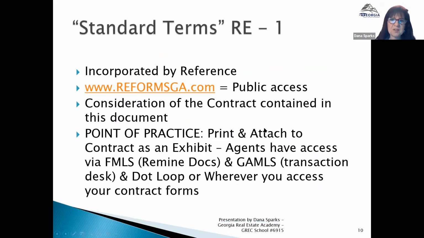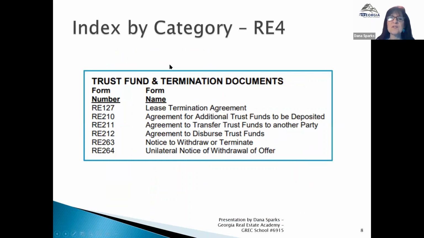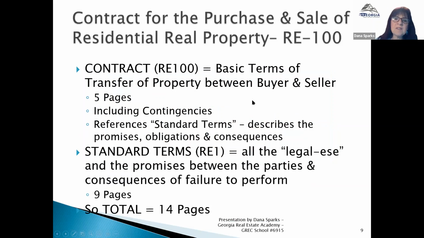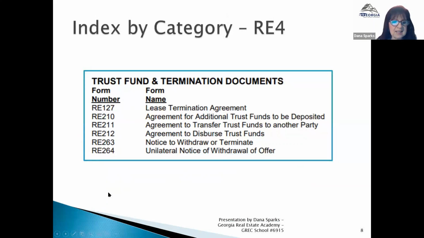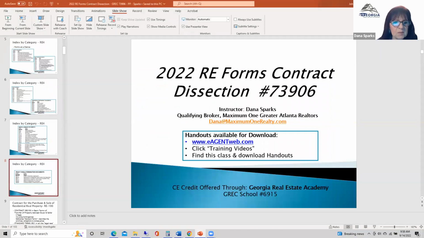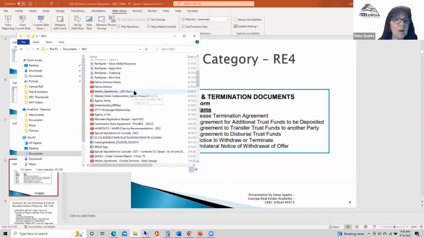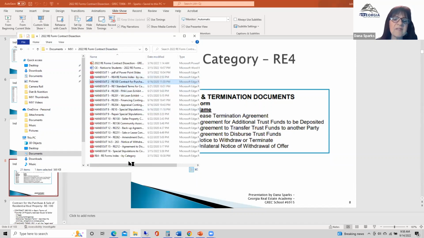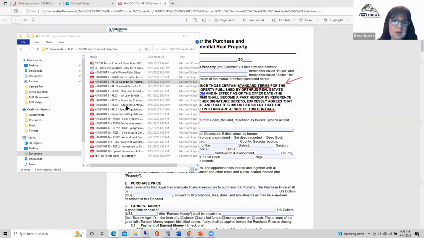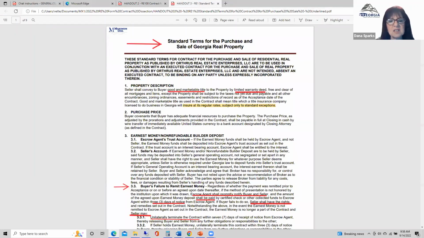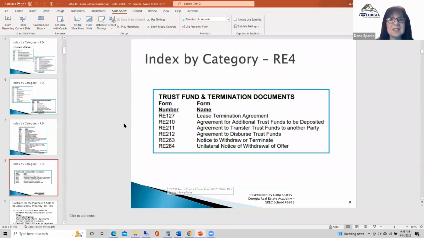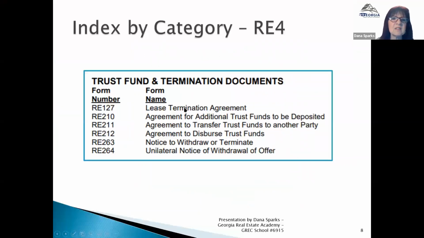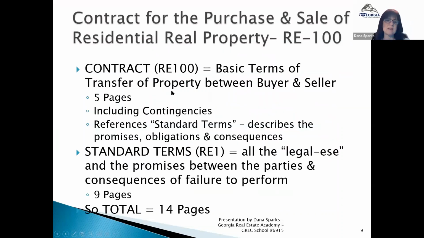All right. Oops, went too fast. Additionally, there are trust fund and termination documents. Now, one of the things that you will notice is the RE forms are generic, or not generic, they are multi-use. So what do I mean by that? Well, the GAR forms have been in existence for a very long time. The RE forms, as I mentioned, were only born in 2012. So there are very specific forms in the GAR contract package, and the way the RE package handles it is multi-use forms. And you'll see what I mean when we go through.